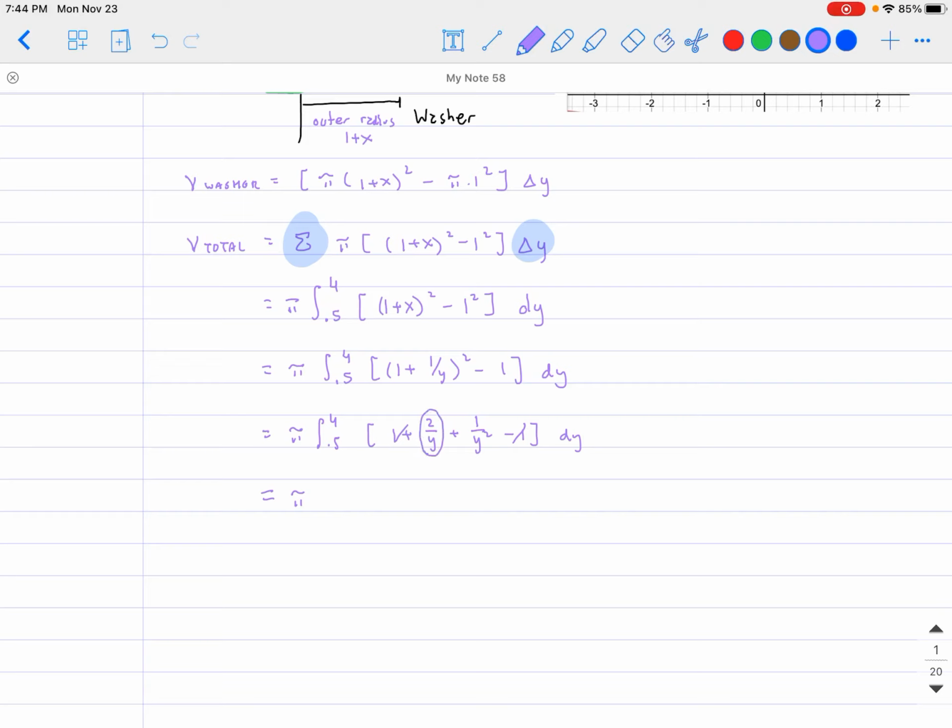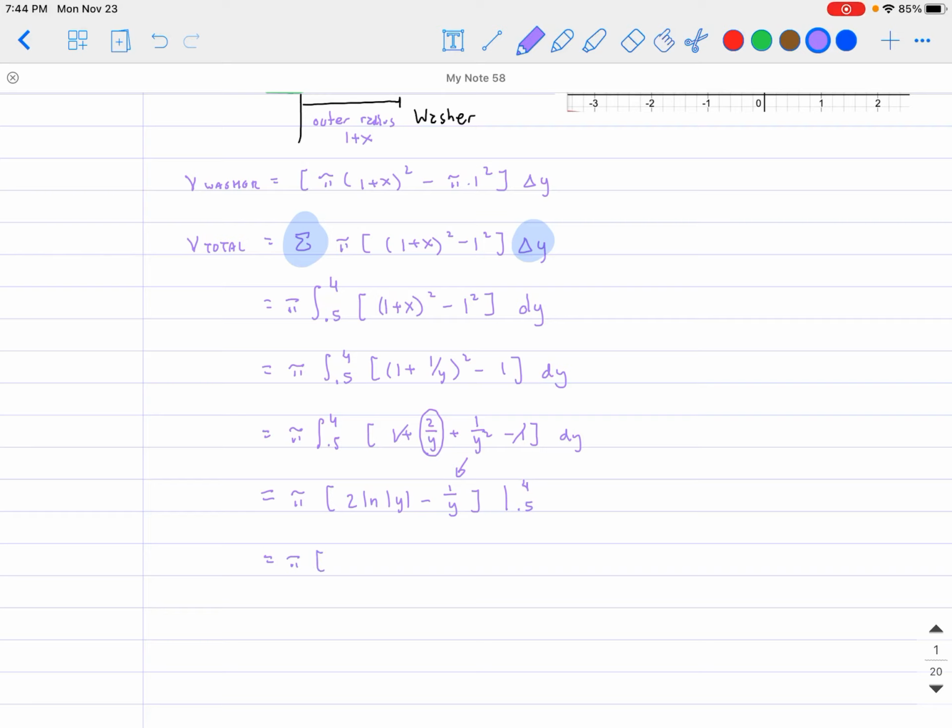The 2 over y, when you integrate it, is going to be 2 multiplied by the ln of the absolute value of y. When you take the antiderivative of 1 over y squared, that is going to be minus 1 over y. And then your boundaries are still from 0.5 to 4. So now we're going to plug in the upper bound minus the lower bound.